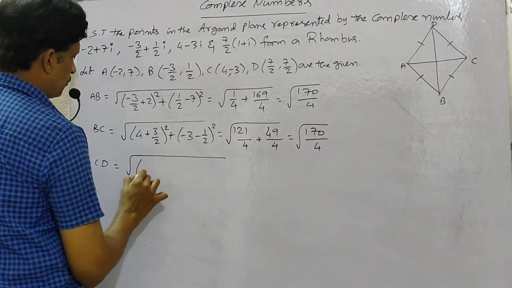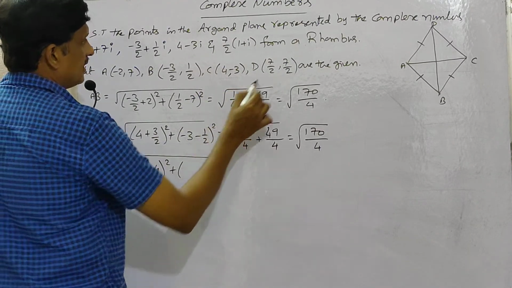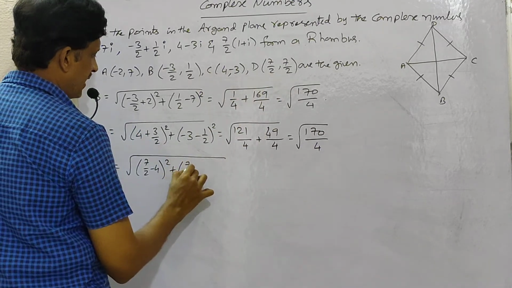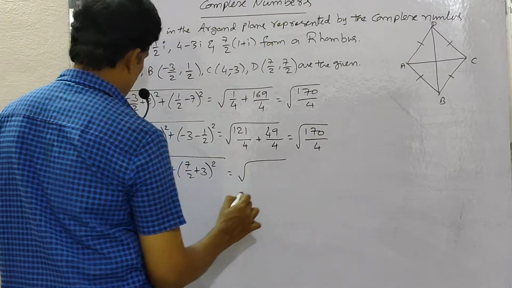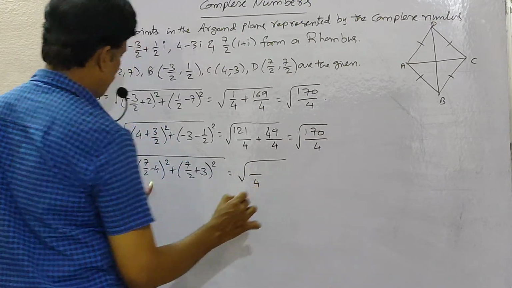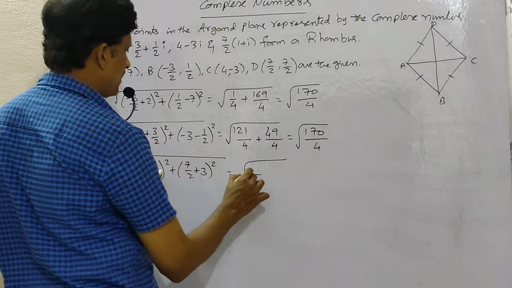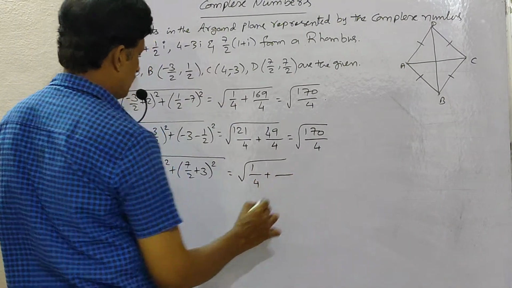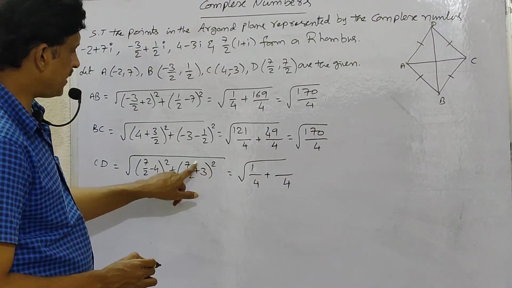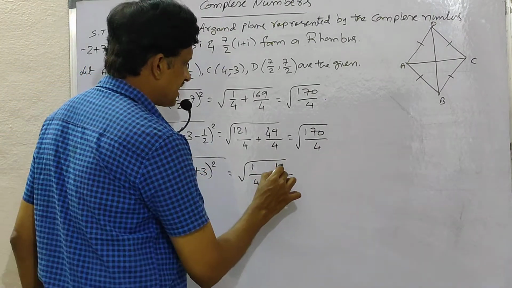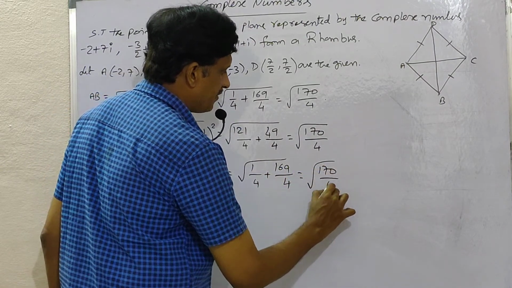7/2 minus 4 whole square plus 7/2 minus of -3, that is +3 whole square. So LCM is 2, so 2 square is 4. 2 4s are 8, so 7 minus 8 will be -1 whole square, that is 1/4. And here also 2 square is 4. 2 3s are 6 plus 7, 13 square, 169. So again you are getting the same, root 170/4.